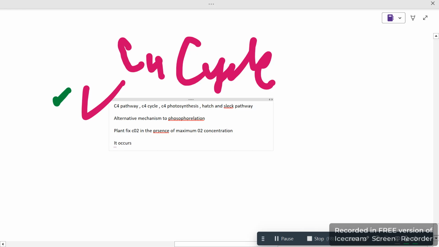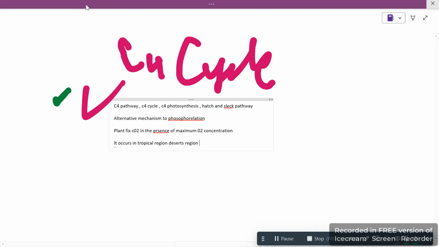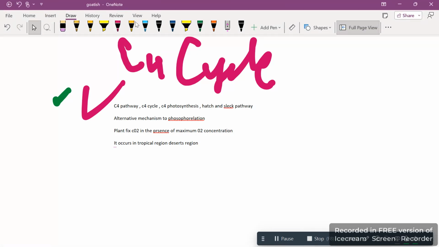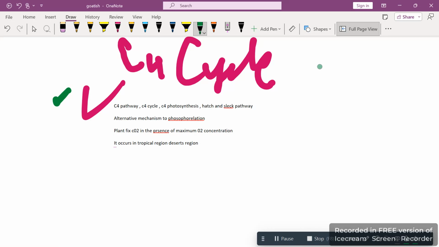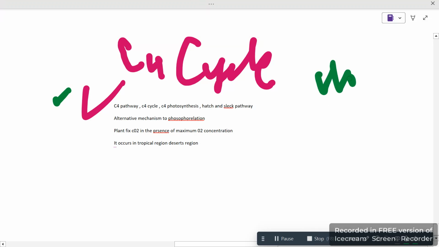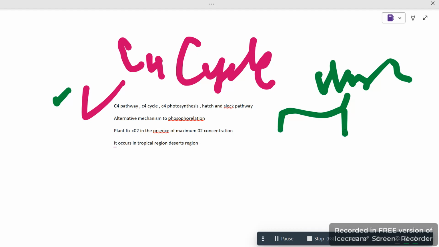Then another point: it occurs in tropical regions, which we also call desert regions. If you don't know, let me tell you. We have a classification: first tropical, second subtropical, third temperate, but that's not important here.